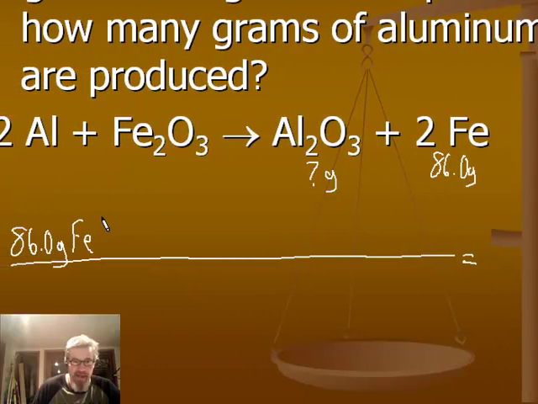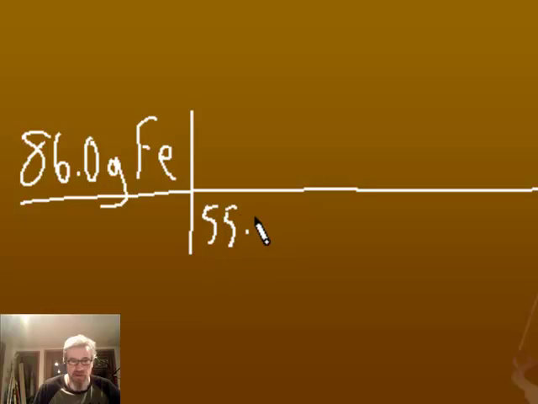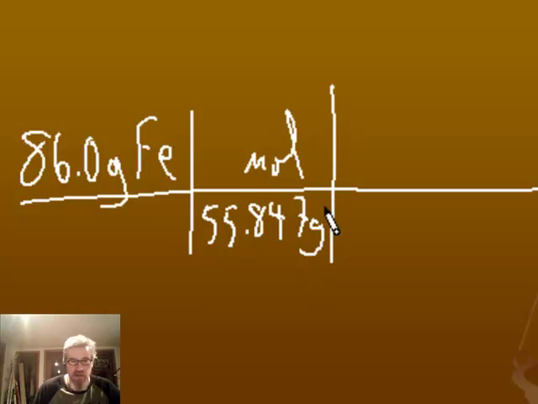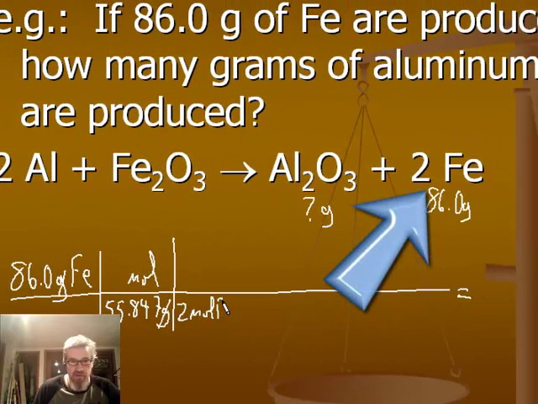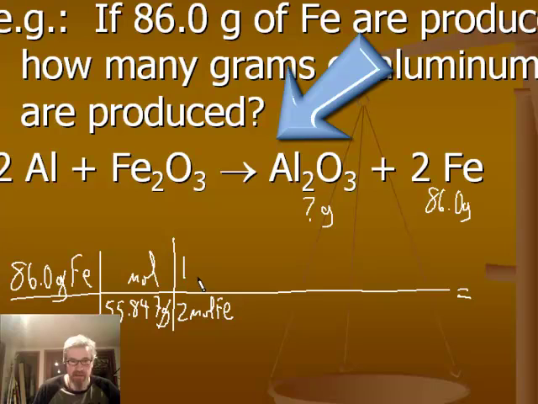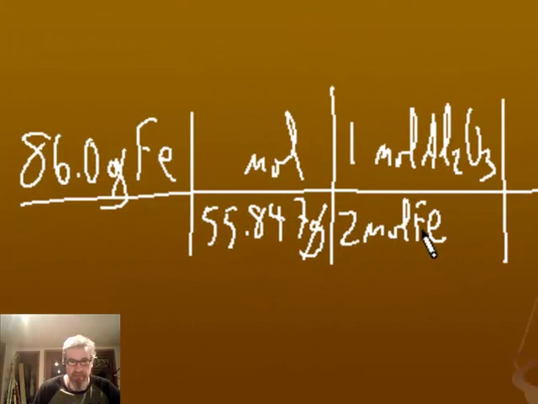This is grams. I can't do stoichiometry with grams, so I first use molar mass to change it to moles. So 55.847 grams per mole changes grams of iron to moles of iron. Now I'm on the mole bridge. 2 moles of iron react with 1 mole of Al2O3 because of the coefficients in the balanced chemical equation.